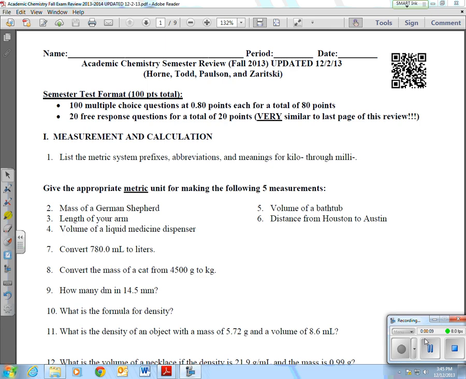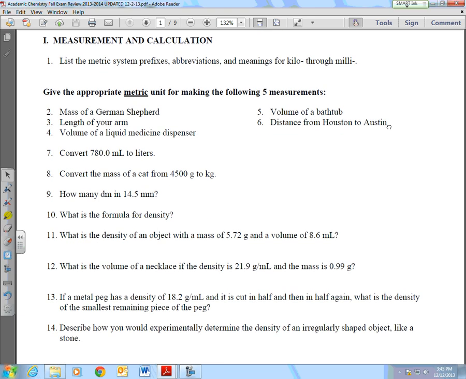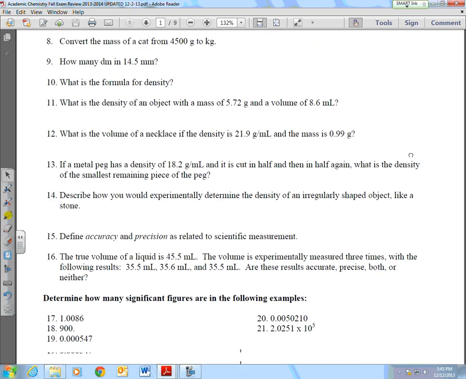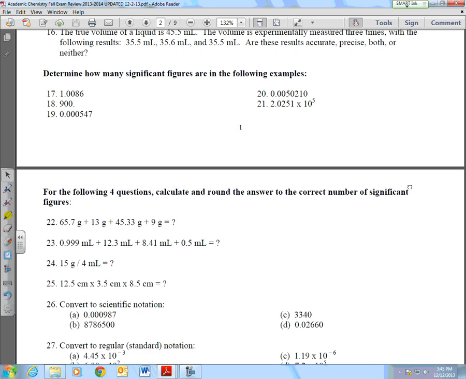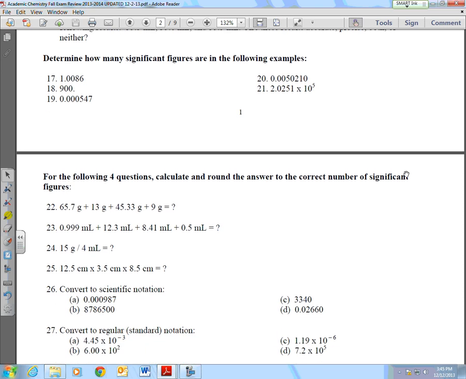Okay, yes, what's your question? What number? Sig Figs, which is number... Okay. You need help with calculating Sig Figs also? Okay. So the question is about Sig Figs.